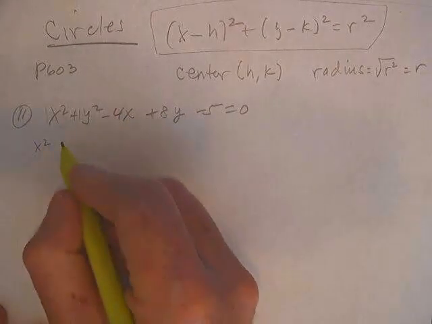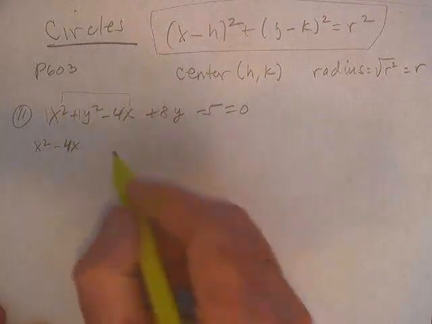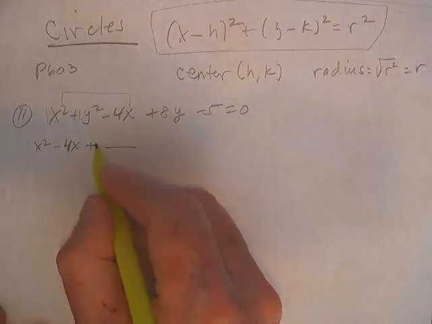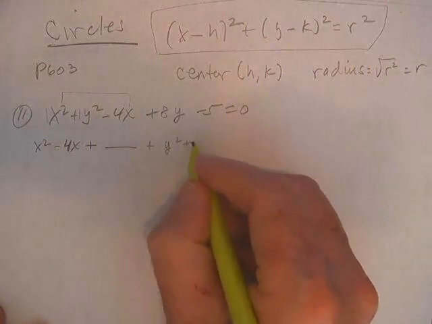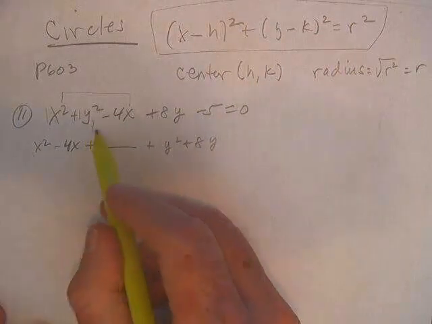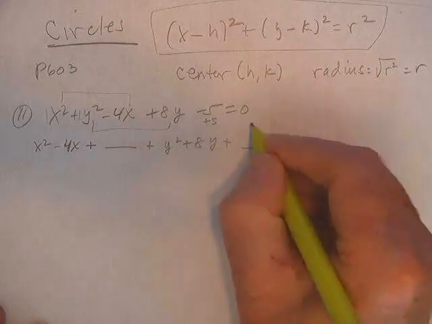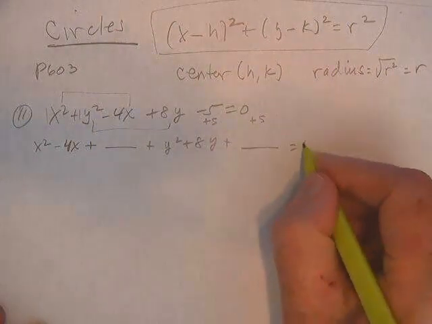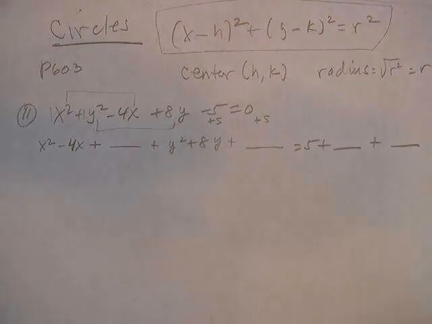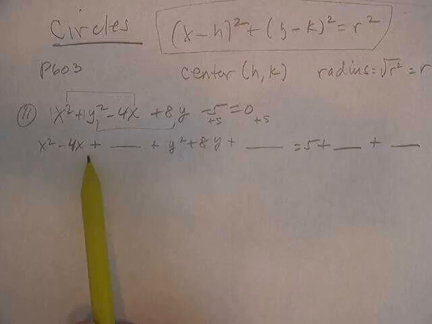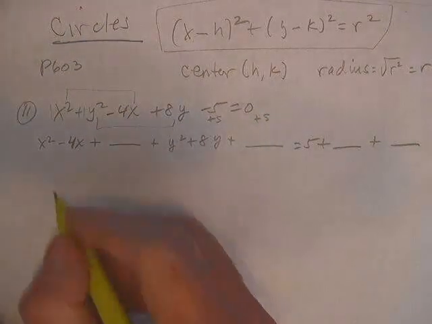So the first thing we want to do is sort. Let's put these two x's together and put a blank. Then do the y's together and put a blank. Add 5 to both sides, plus a blank, plus a blank, because what we have to do is complete the square on both variables. We've got to complete it on x, and we've got to complete it on y.